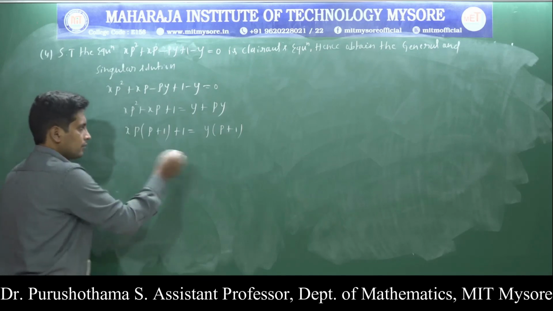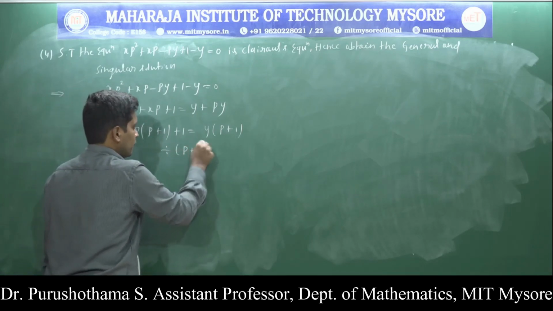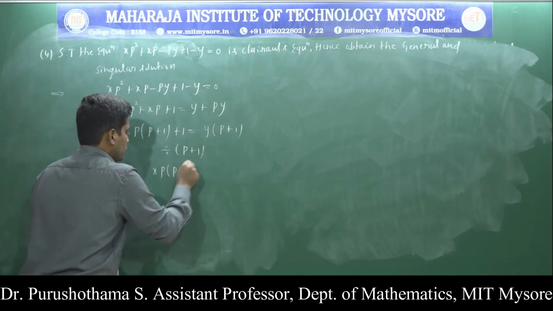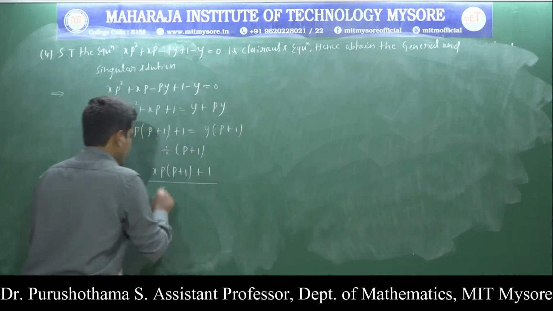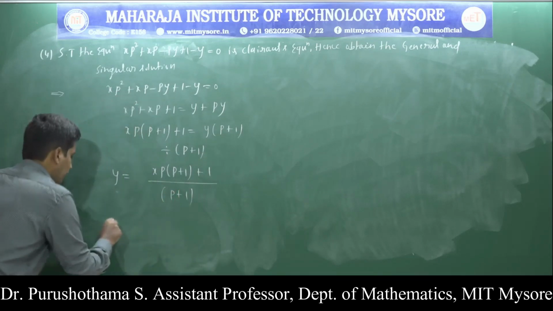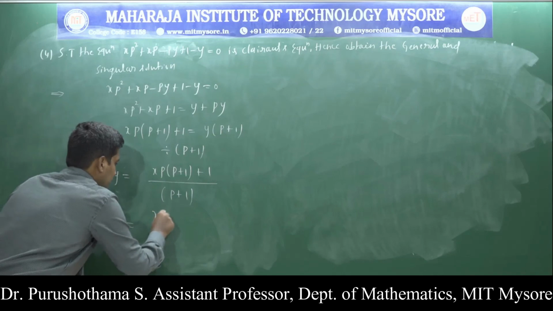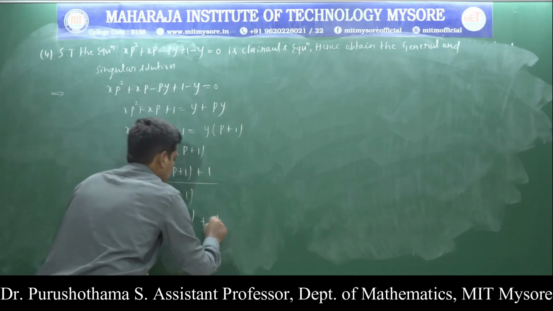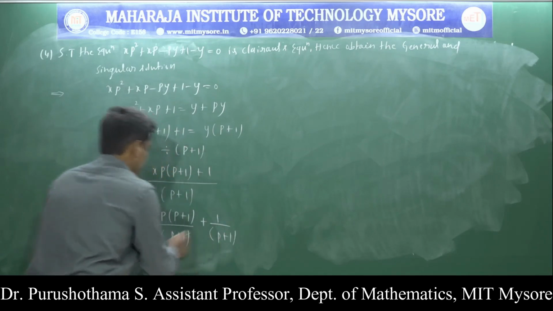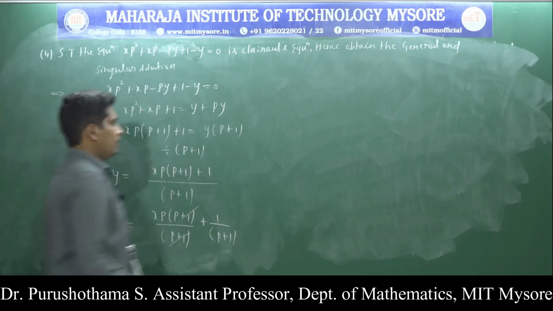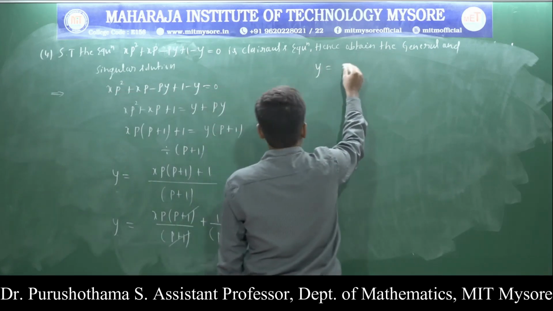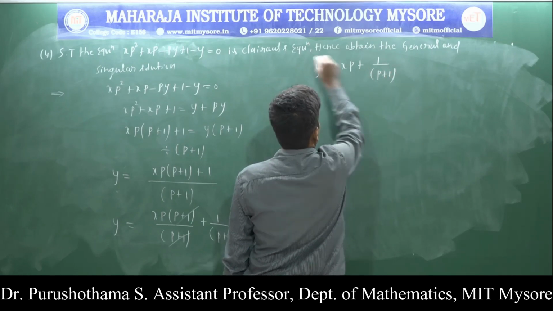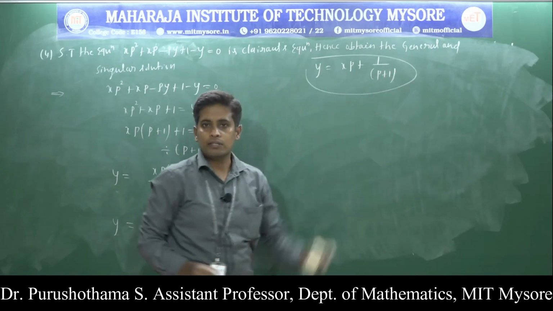In the next step, the whole equation divided by p plus 1, we get y is equal to xp into p plus 1 divided by p plus 1. Here p plus 1 gets cancelled, remaining y is equal to xp plus 1 divided by p plus 1, which is in the Clairaut's equation form.